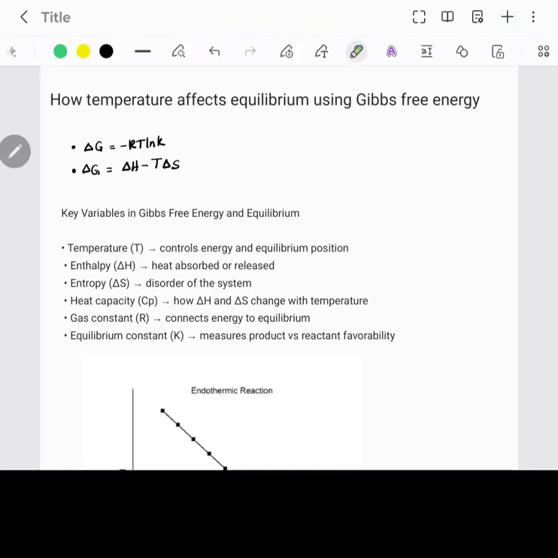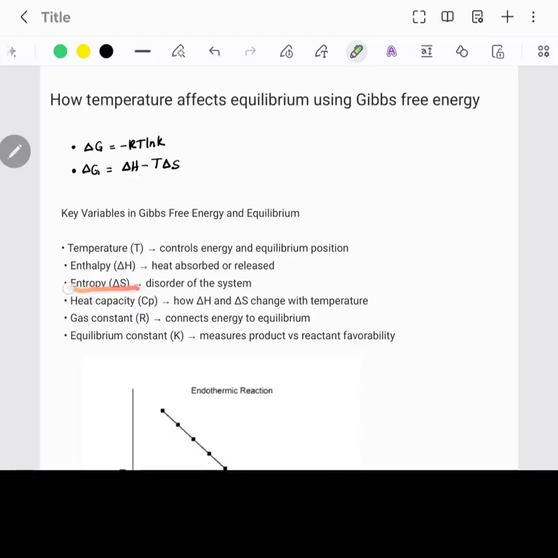To understand the relationship, we can look at key variables. For instance, here we have the T, which is the temperature variable, which plays a role in determining how energy is distributed in a system and how equilibrium shifts. Then next we have enthalpy, delta H, which represents the heat absorbed or released during a reaction. This tells us whether the reaction is endothermic or exothermic.